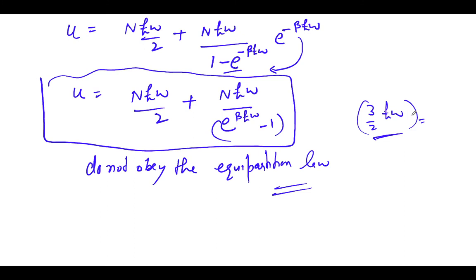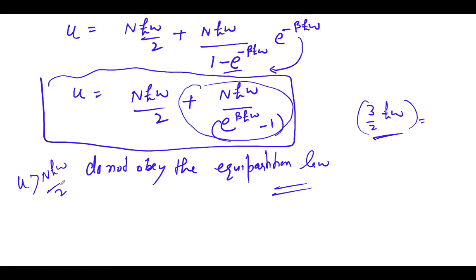So actually in this quantum mechanical treatment, it is always greater than kT, because here this plus term is showing that the value of u is always greater than n h bar omega over 2.